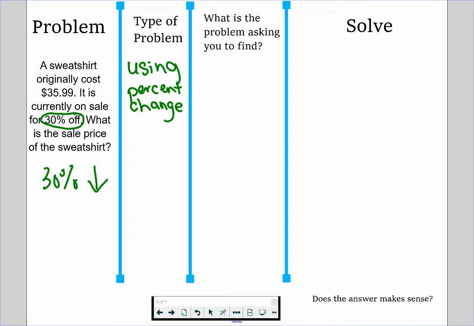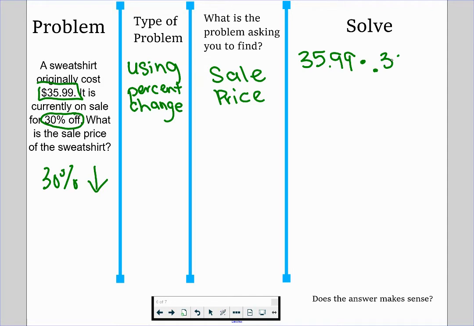It's a 30% decrease. So I'm going to be using that percent to figure out the new amount, that new decreased price. So I'm looking for the sale price of the sweatshirt. That's what I'm trying to figure out. So I know it has to be less than $35.99, because if something's on sale, it has to be less than that. So to solve it, I'm going to take what the sweatshirt cost at the beginning and multiply it times the 30%. But I need to change 30% to a decimal.